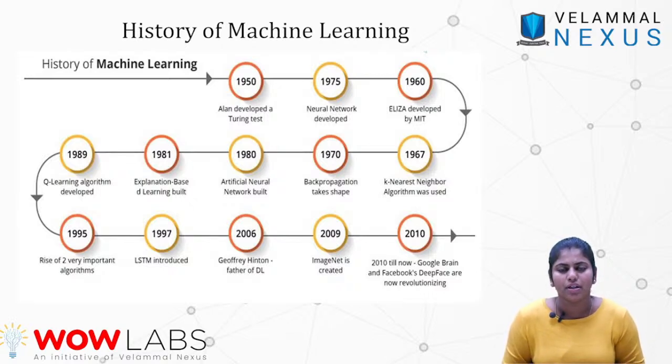In 1957, the perceptron, deemed the first ever neural network, was designed this year by Frank Rosenblatt.